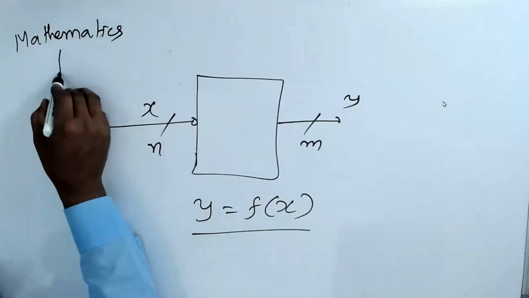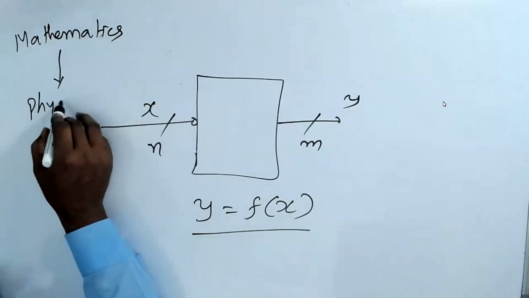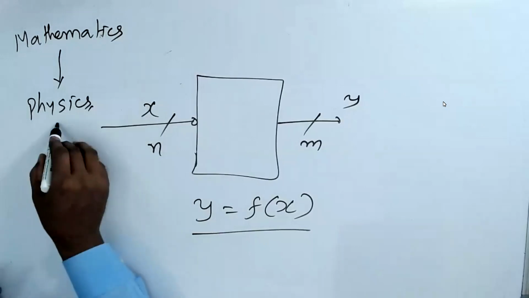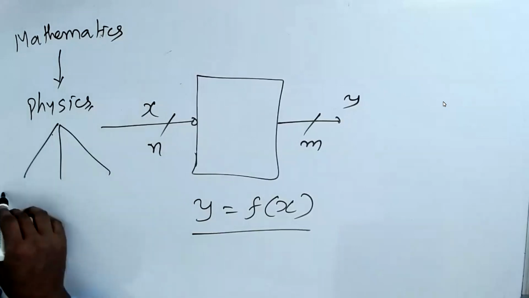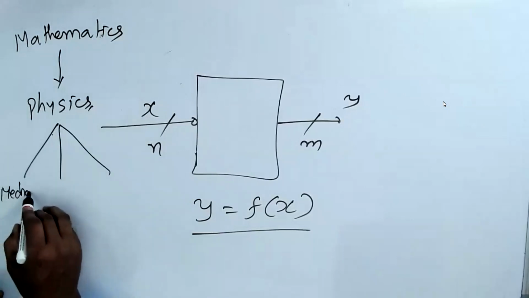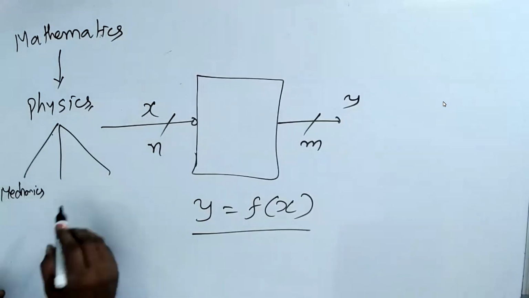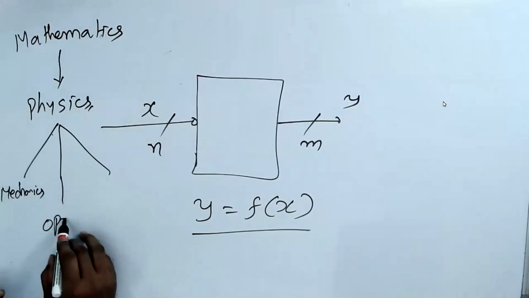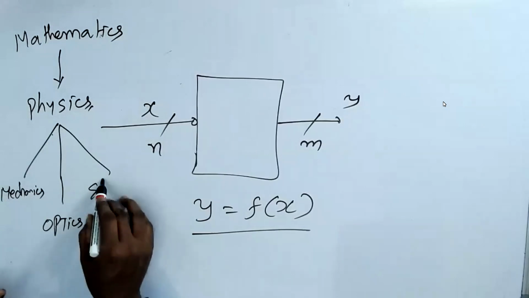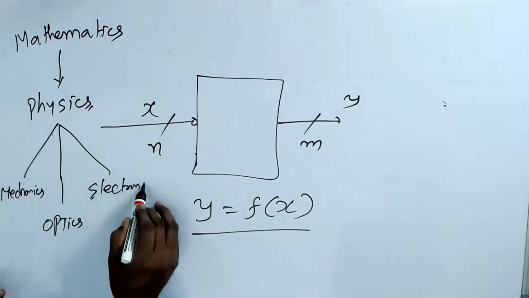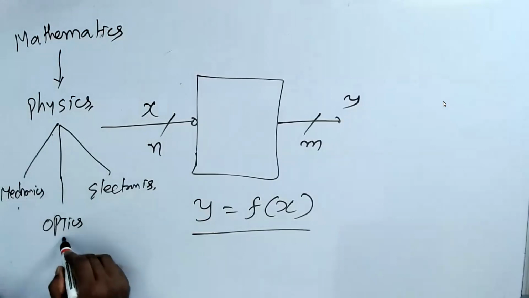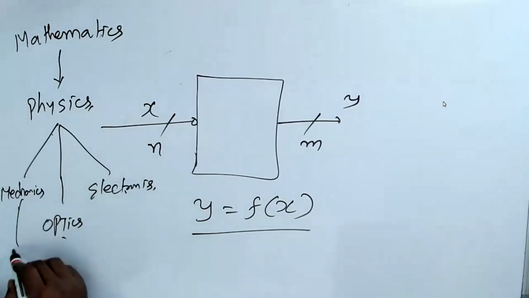From that, it came physics. From physics, there are branches: mechanics, then optics, electronics. Mechanical, optical, electrical.